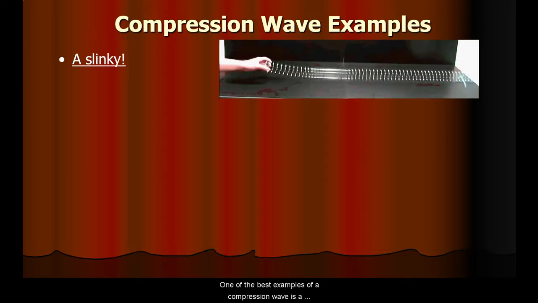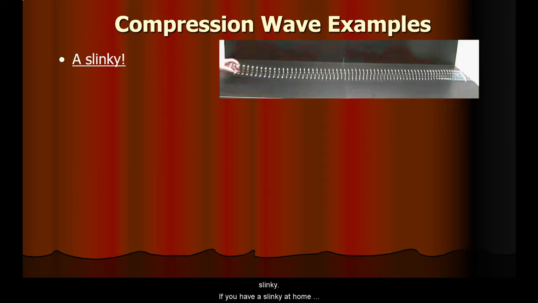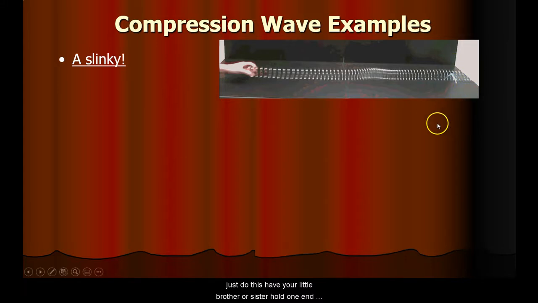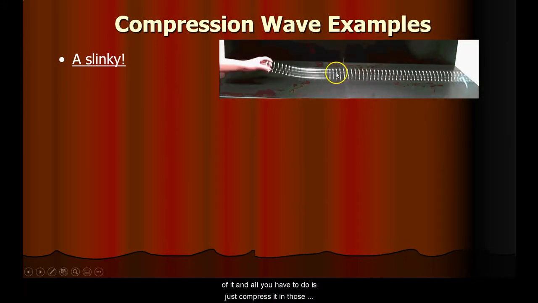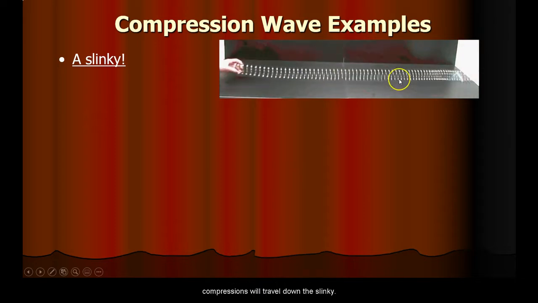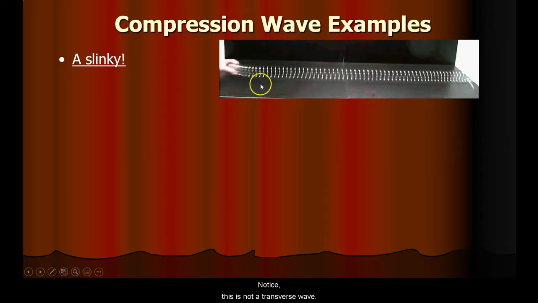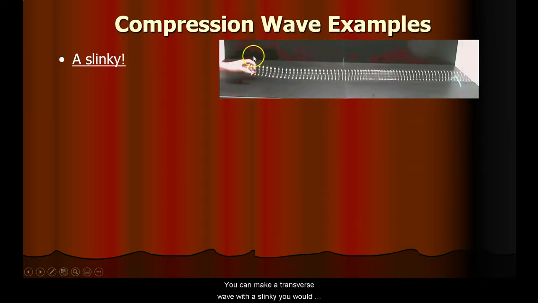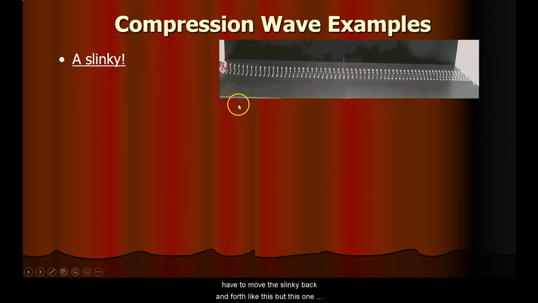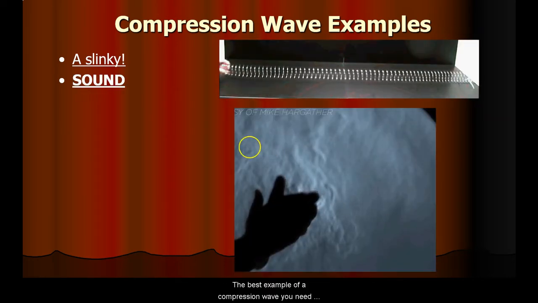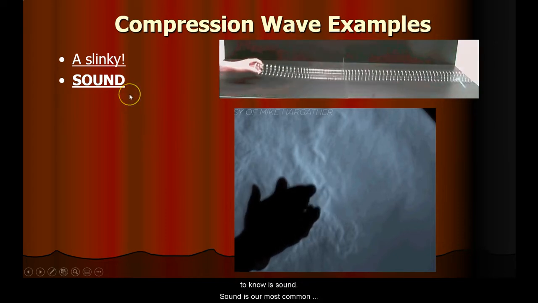One of the best examples of a compression wave is a slinky. If you have a slinky at home, just do this. Have your little brother and sister hold one end of it, and all you have to do is just compress it, and those compressions will travel down the slinky, and that's a compression wave. Notice this is not a transverse wave. You can make a transverse wave with a slinky. You would have to move the slinky back and forth like this, but this one is a compression wave.